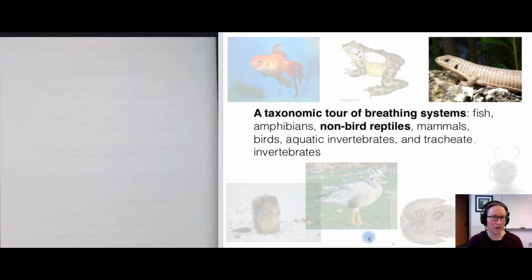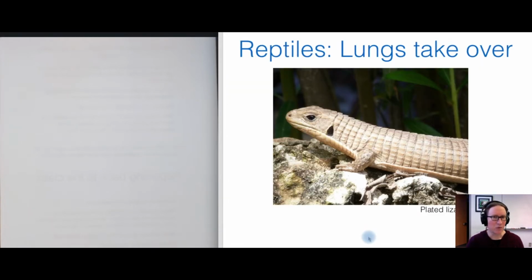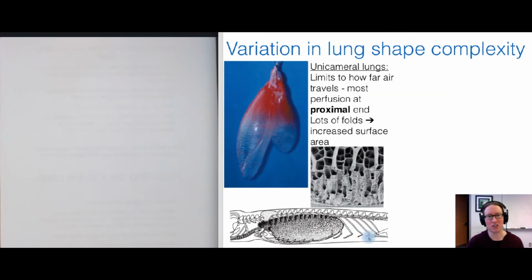So we left off examining amphibian breathing systems, so we're going to pick up in this video to talk about the non-bird reptiles. Reptiles are terrestrial, and this is the stage where lungs take over. In amphibians we saw different breathing systems depending on the amphibian life stage. Here we're just going to be focused on lungs as the major gas exchange organ. In the reptiles, there is a tremendous diversity in the complexity of the shape of reptile lungs. So some reptiles, like the amphibians, have unicameral lungs.